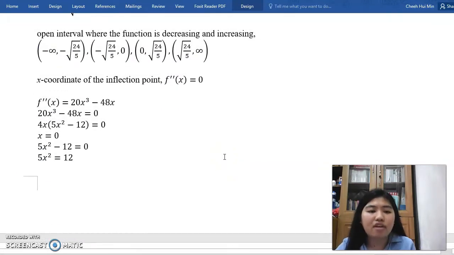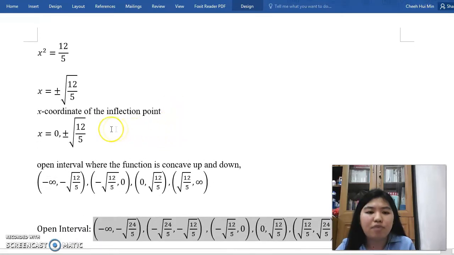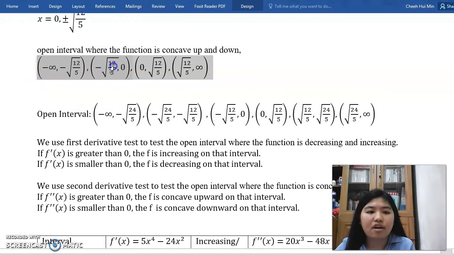Next, to find the x-coordinate of the inflection points, we use the second derivative test and let f double prime of x equal 0. The x-coordinates of the inflection points are 0, and positive and negative square root of 12 over 5. And then the intervals are the following answer. Then we combine the intervals from the critical numbers and the inflection points, and the combined intervals are the following answer.